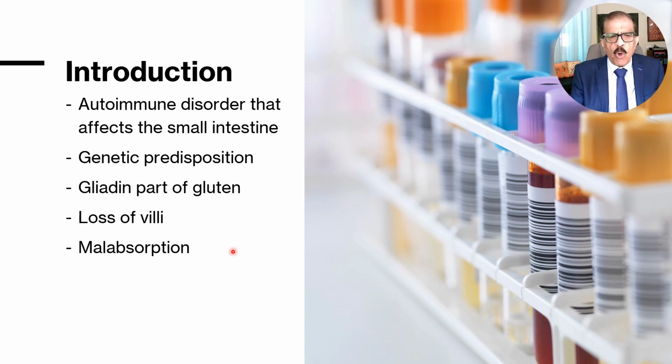As a result of loss of absorptive surface, there will be malabsorption. That means there will be no absorption of nutrients, which would cause local GI symptoms and also systemic symptoms that I will elaborate shortly in subsequent slides. This would lead to multiple deficiencies, because all nutrients are absorbed from the small gut, so they will be deficient and there will be various manifestations of this disease.